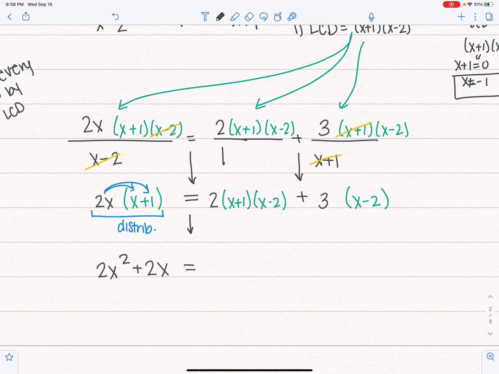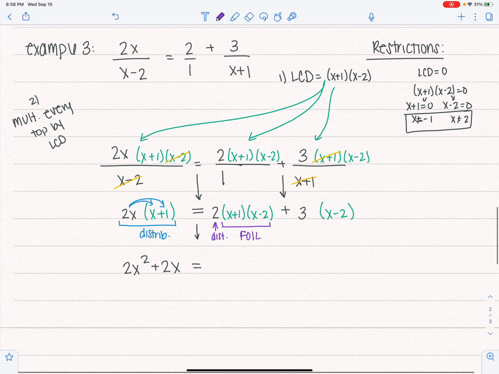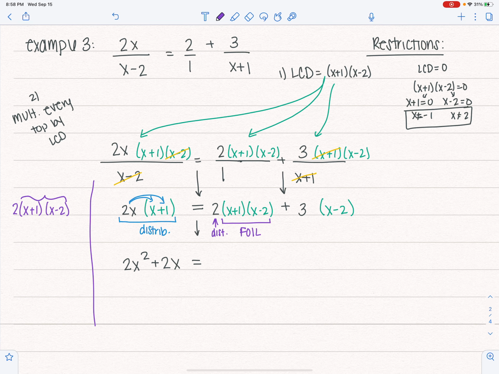The next one is actually going to look a little different. I have to FOIL this thing, and then once I've FOILed, I need to distribute that 2. So we're going to work this off to the side. I've got 2 times x plus 1, x minus 2. So here's my scratch work. I need to FOIL it first. First is going to give me x squared, outer negative 2x, inner x, and last negative 2.